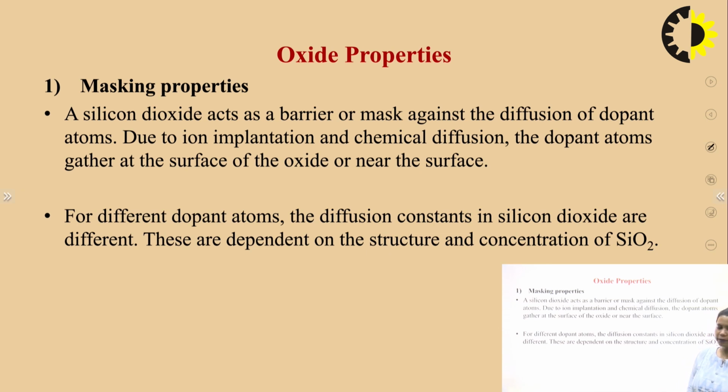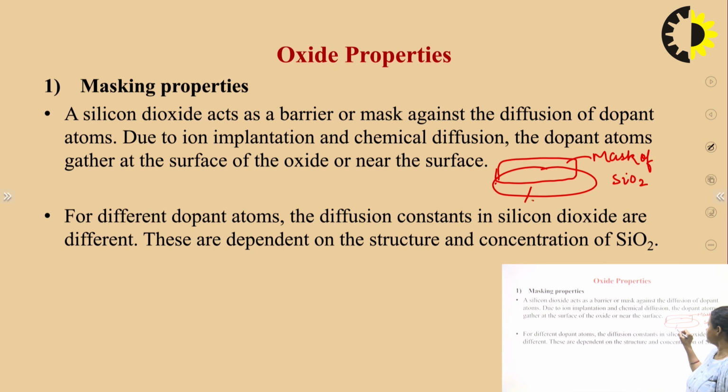Now another topic is oxide properties. In the oxide properties, the first very important property is the masking property. Masking is the same thing as I told, some kind of barrier you have formed. Suppose this is your substrate and you have covered it with some mask. This is your mask of SiO2 layer, right? So this is your silicon substrate and the mask of SiO2.